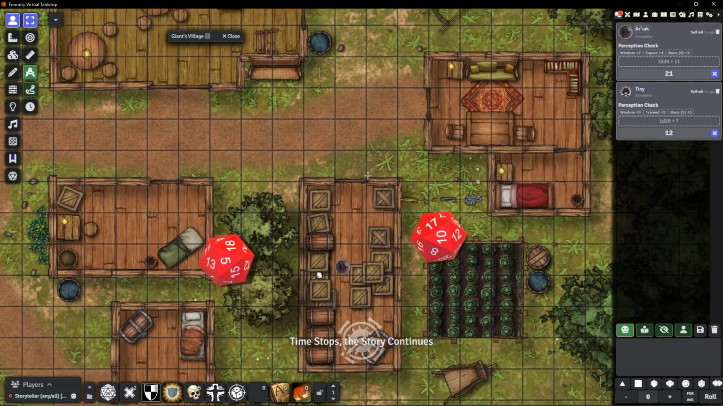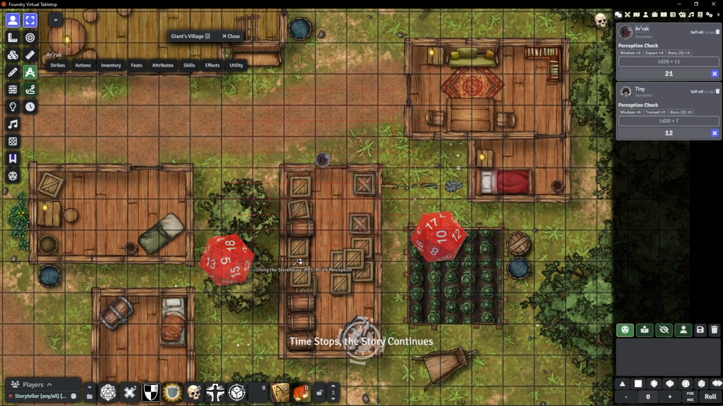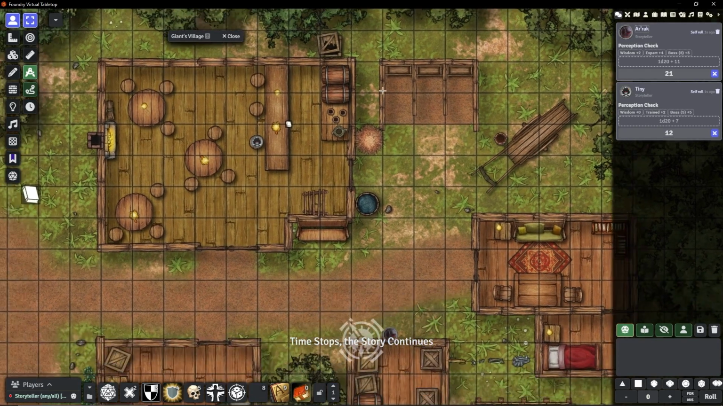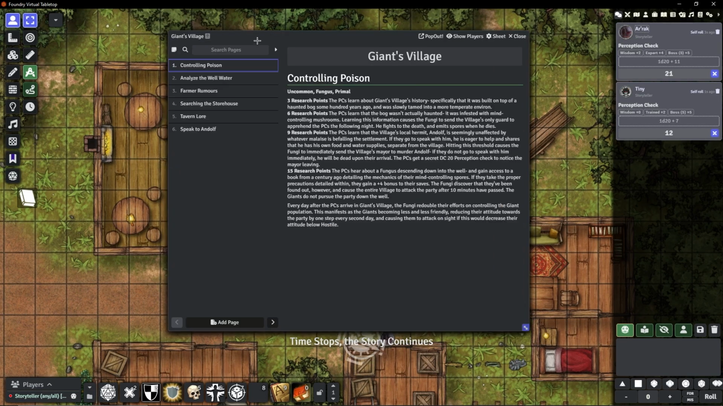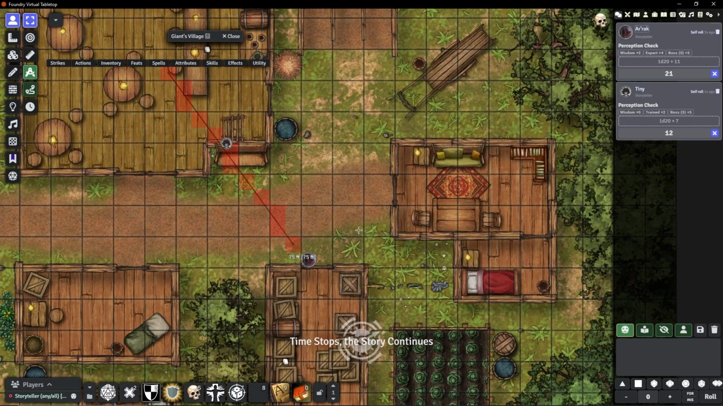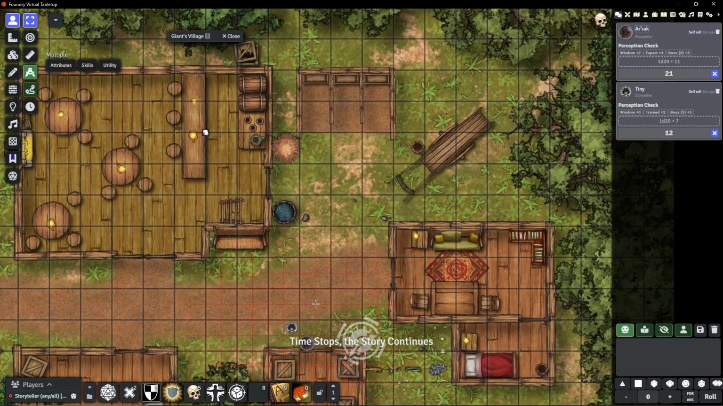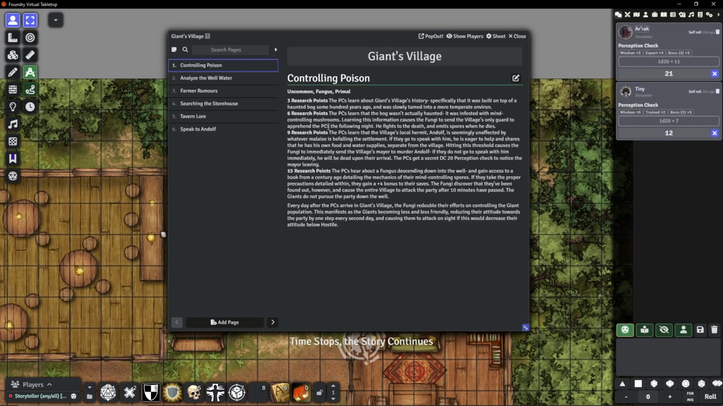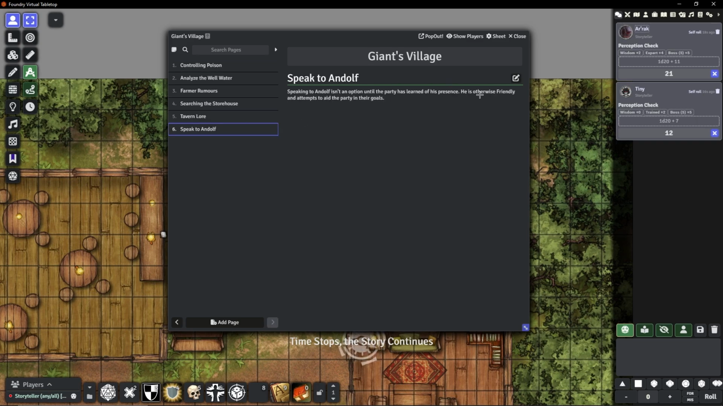Otterk is going to notice, as he's exiting the storehouse here, the mayor heading up north, up the path. And he will very quickly get Tiny, and the two of them will make their way northwards to speak with Andolph. When they arrive, they find that he is friendly and attempts to aid the party in their goals.